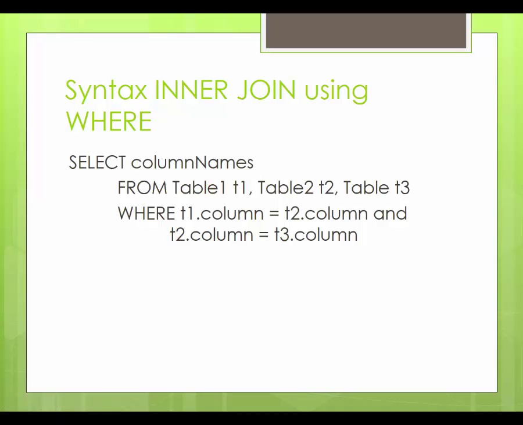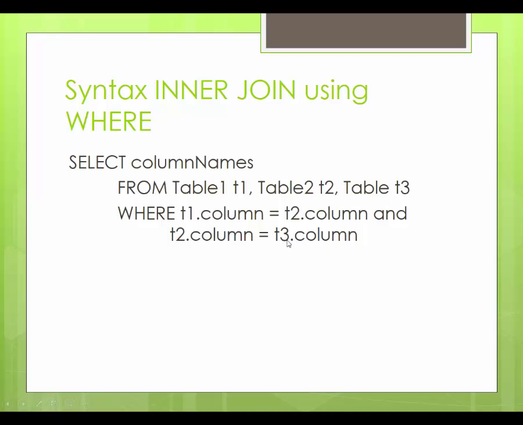From our tables, instead of using the join, what we're going to do is line up all of our tables and separate them by a comma. So we have table 1, table 2, and table 3 with the aliases T1, T2, T3. And then we have our where statement. Because in this syntax example we are joining 3 tables, we're going to have 2 conditions. Our first condition is going to be from table 1 to table 2, and our second condition is going to be from table 2 to table 3.